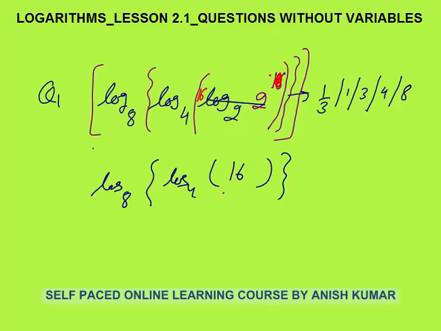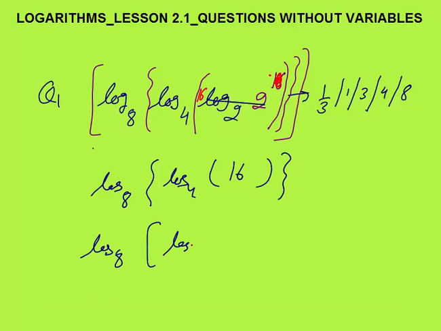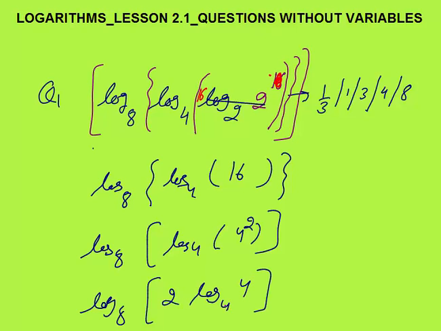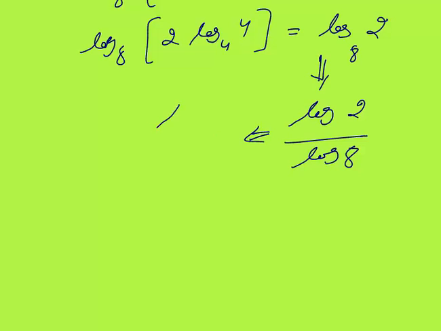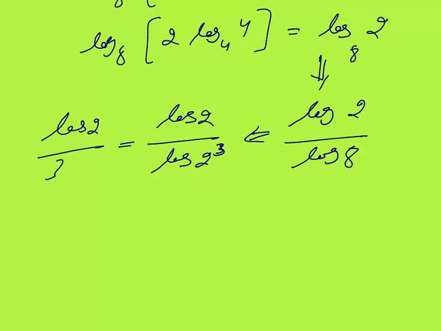Now log 8 will be as it is, and in log 4, 4 power 2. Now 2 will again come forward, so 2 log 4 base 4. As the number and base are same, this value will be 1. Log 4 to the base 4 is 1. So this will become log 2 to the base 8. Now this can be further written as log 2 upon log 8. Log 2 will be as it is. This 8 can be written as 2 cube, so log 2 upon 3 log 2, as the power 3 comes forward. Log 2, log 2 cancel. Your answer will be 1 by 3.